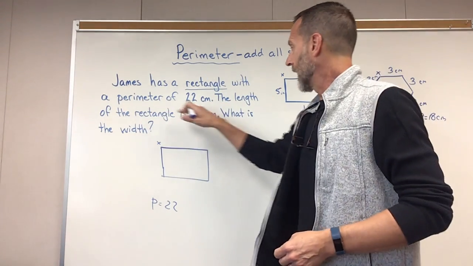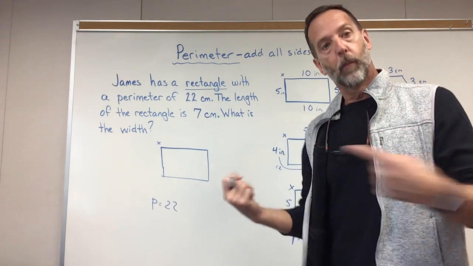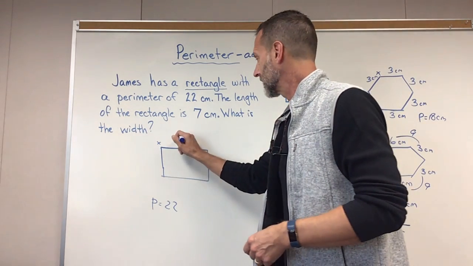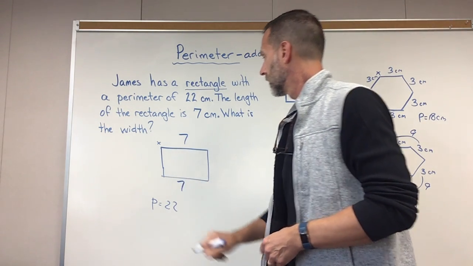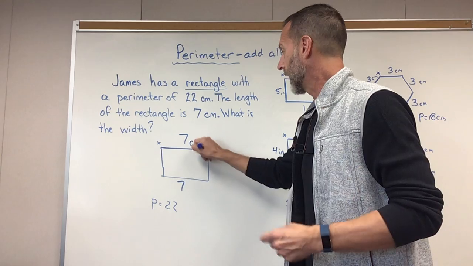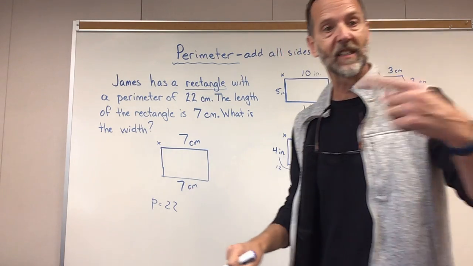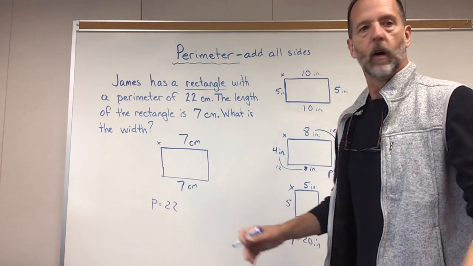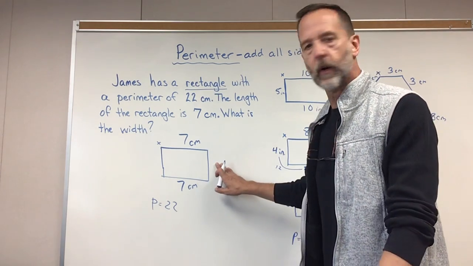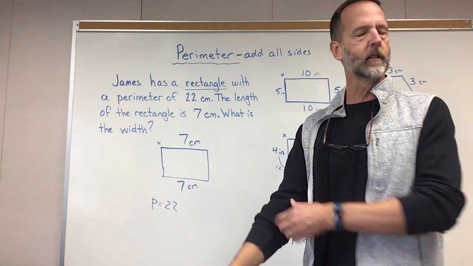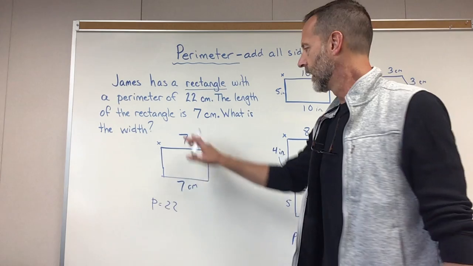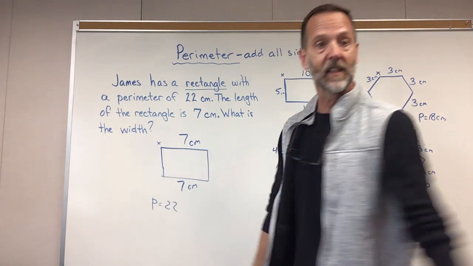The length of the rectangle is 7. Stop. Put it on your figure. The length is 7. So I'm going to put 7 on the top, and I also put it on the bottom because opposite sides are the same. Now, do you ruin the problem if you put it here and there? No. Don't panic over that. Get it on there, but get the opposite sides the same.